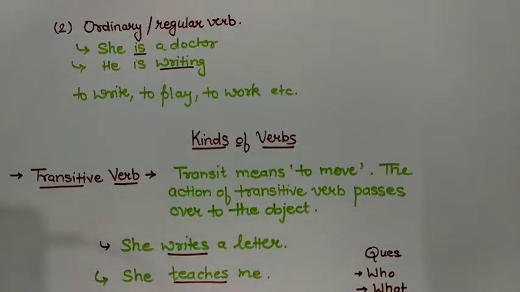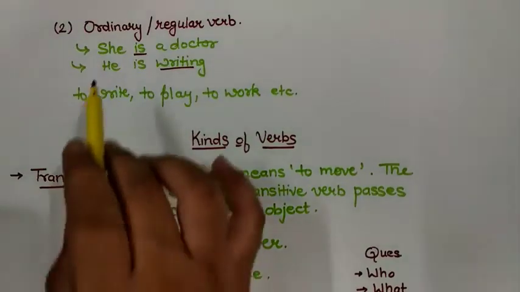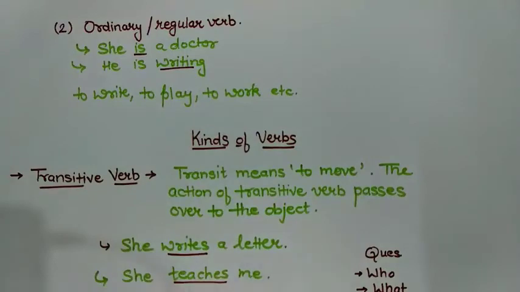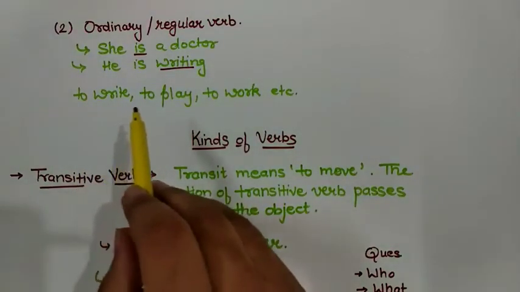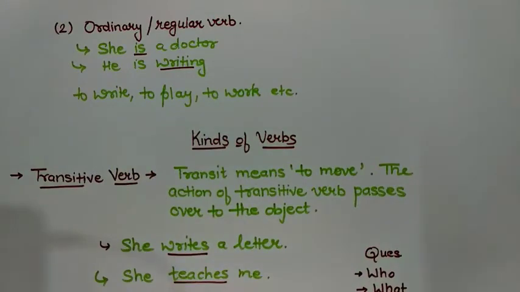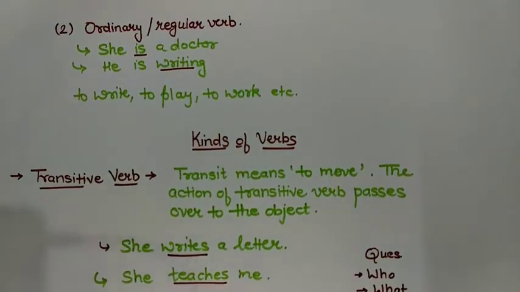Ordinary verbs are ordinary actions like she is a doctor or he is writing. So the words like to write, to play, to work, etc. are called ordinary verbs. Now coming to kinds of verb. There are two kinds of verb and both the verbs are very important.